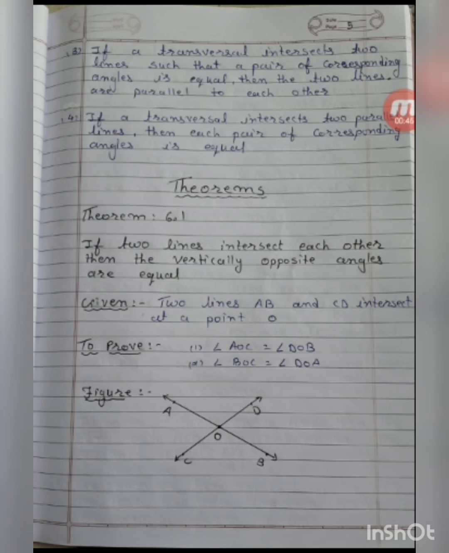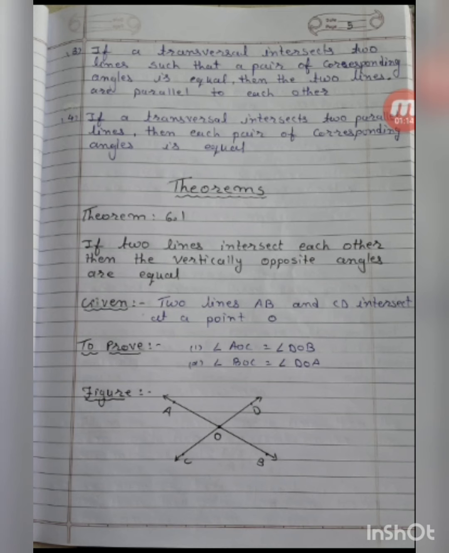Here we write 3 theorems with proof, and the other theorems we only understand with the statement and use in sums. Here is theorem 6.1, the first theorem. This is a very important theorem, and we write the given, to prove, and the proof. Now the first statement: if two lines intersect each other, then the vertically opposite angles are equal.